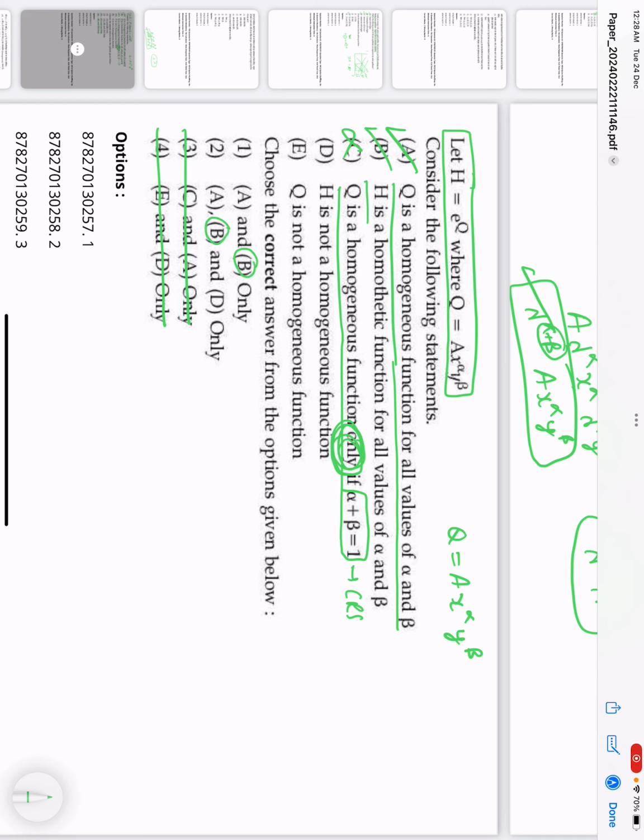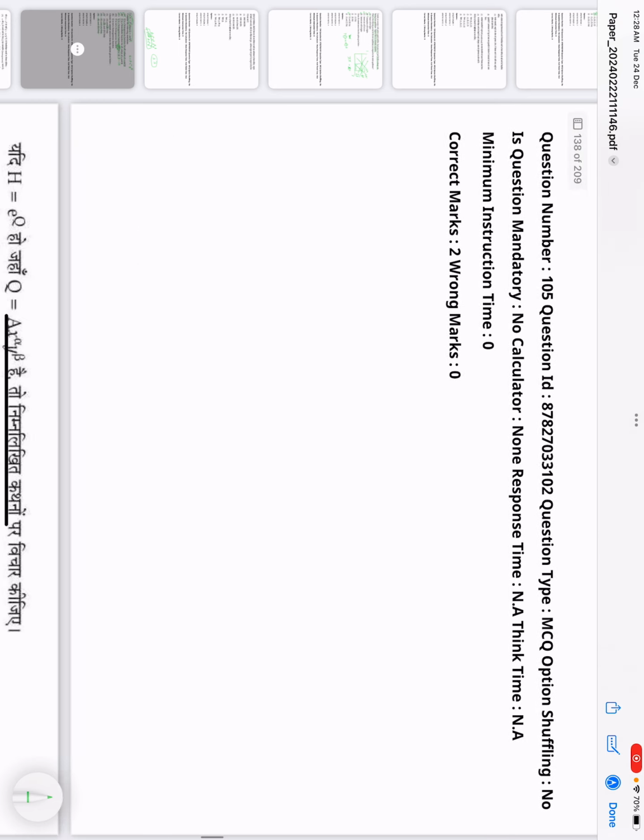Now we need to look at D only. H is not a homogeneous function. If you look at it, this is true, because if you are increasing it by lambda, e to the power of something times lambda is increasing. The output is not increased by the same proportion. So we have this as our answer.